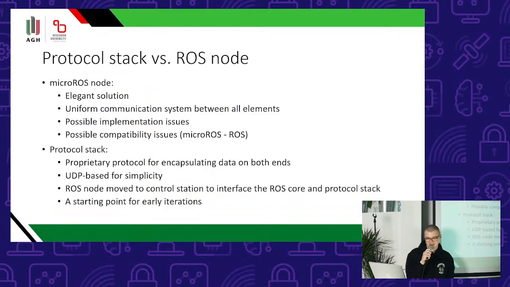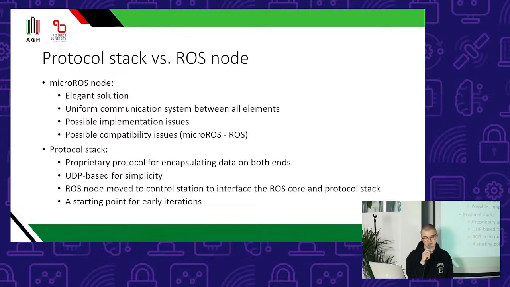All right, so what is the difference between the protocol stack and the ROS node? Because these are the two main approaches we consider in this build. The ROS node is an elegant solution because we have our software which runs on the control station, which should use it, or at least should be using ROS. So all the modules like the thrust allocation or PID controlling or the controller GUI, they all should be independent ROS nodes that communicate through the ROS framework.